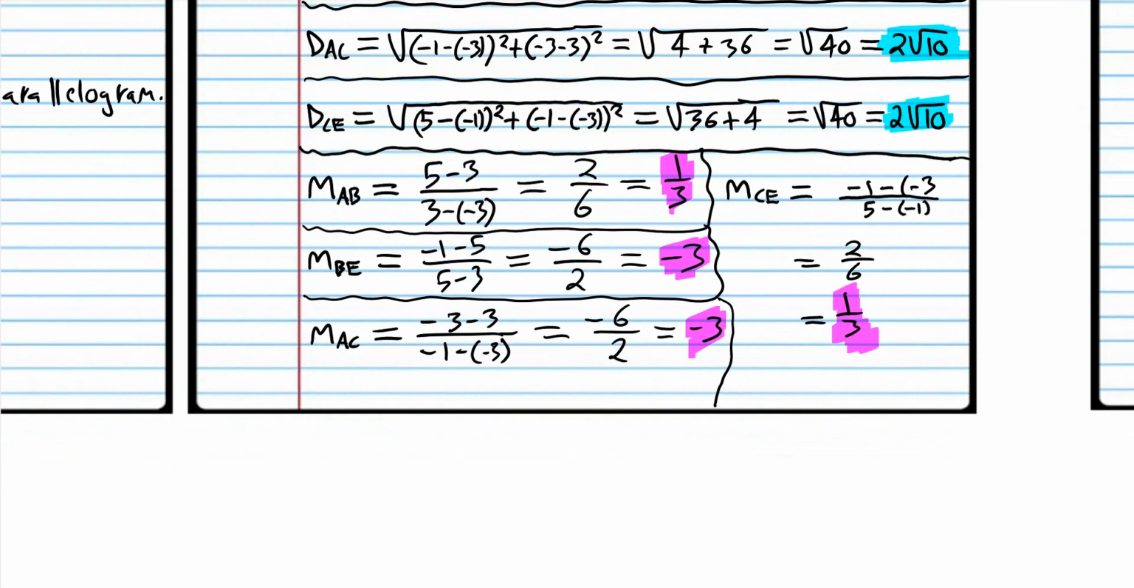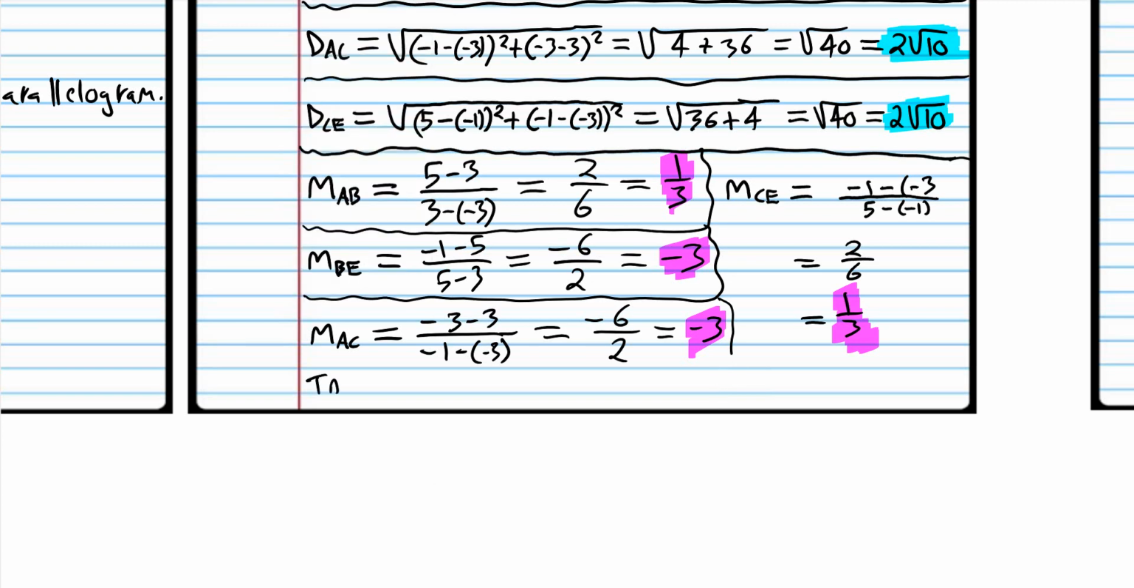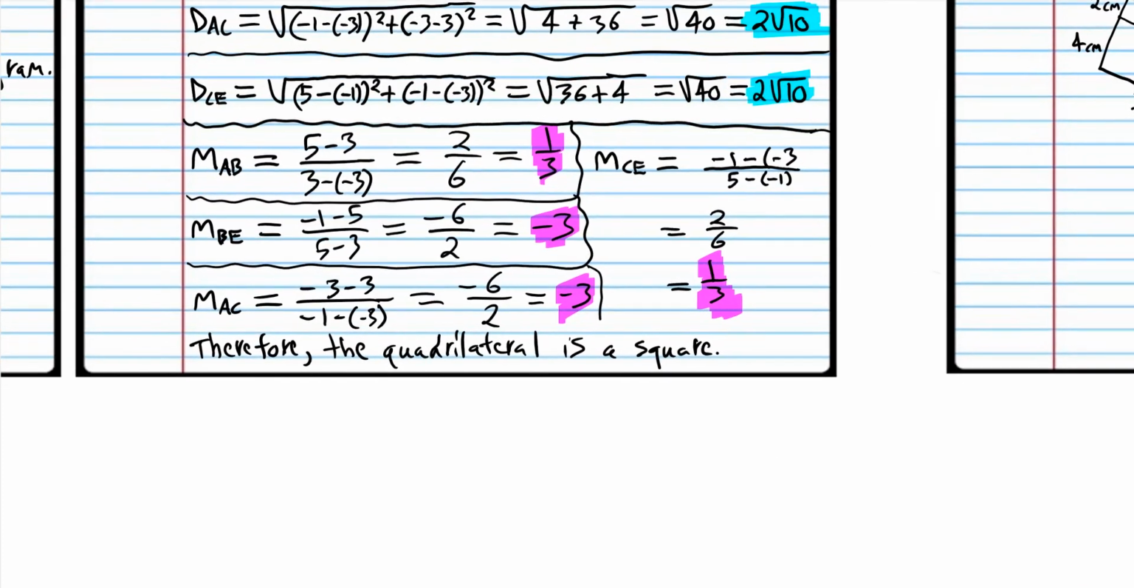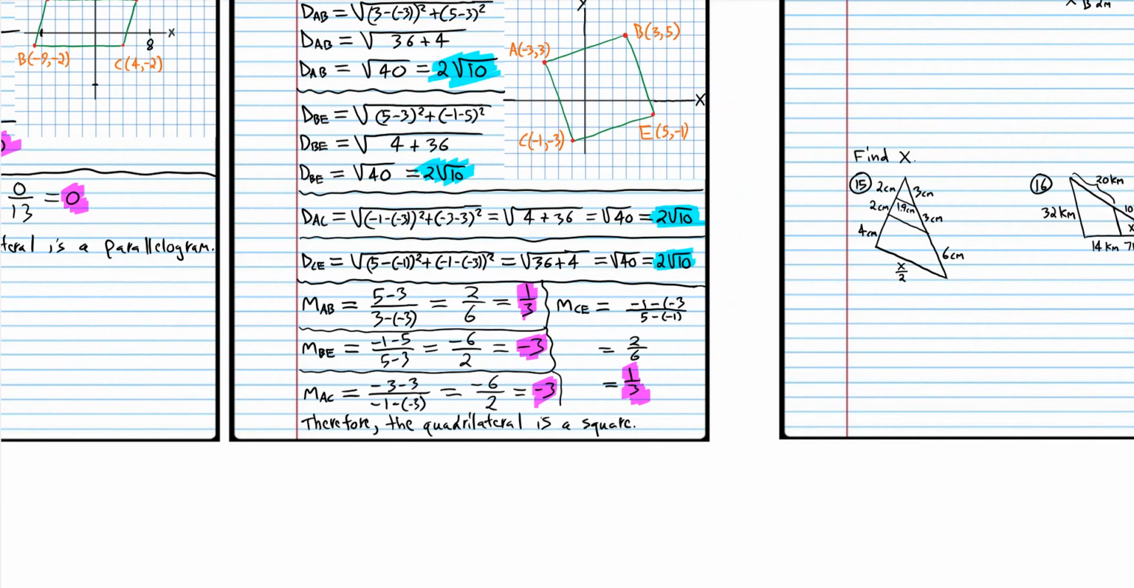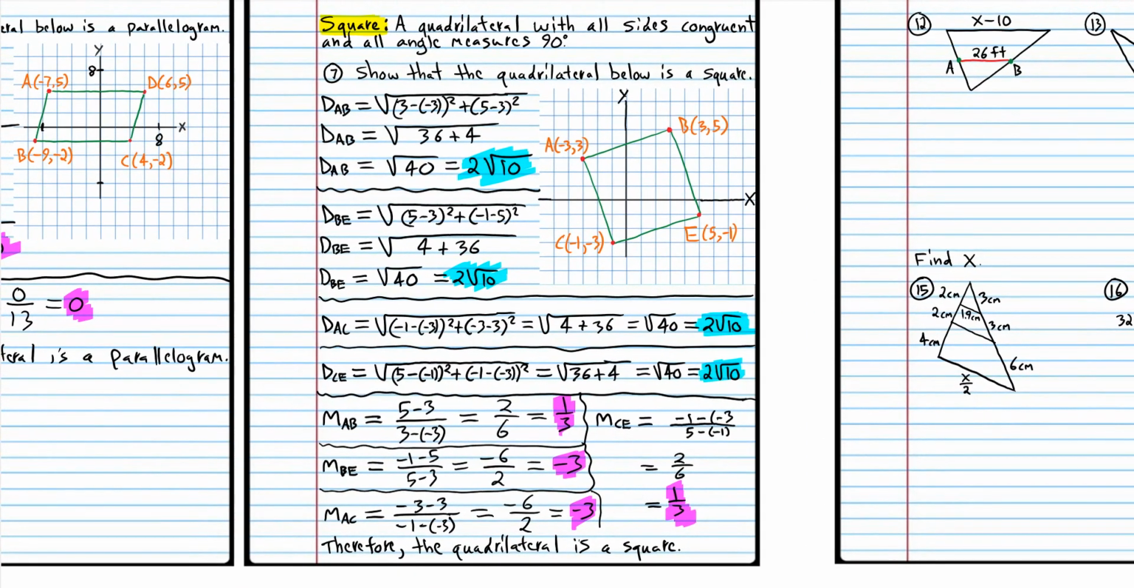So now we have to make a conclusion. Remember, you have to make a conclusion for these proofs. You can say, therefore, the quadrilateral is a square. So I know that was kind of a lot of work, but you just have to do one of these and then we can go on to something else. So go ahead and take a screenshot of that if you need it.